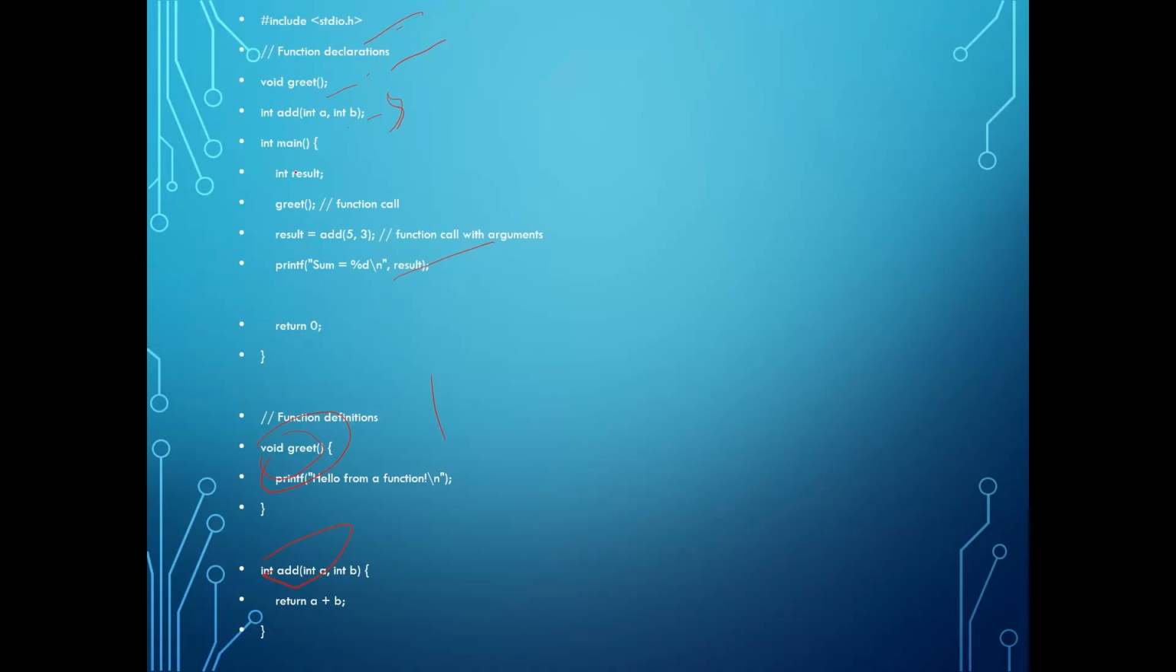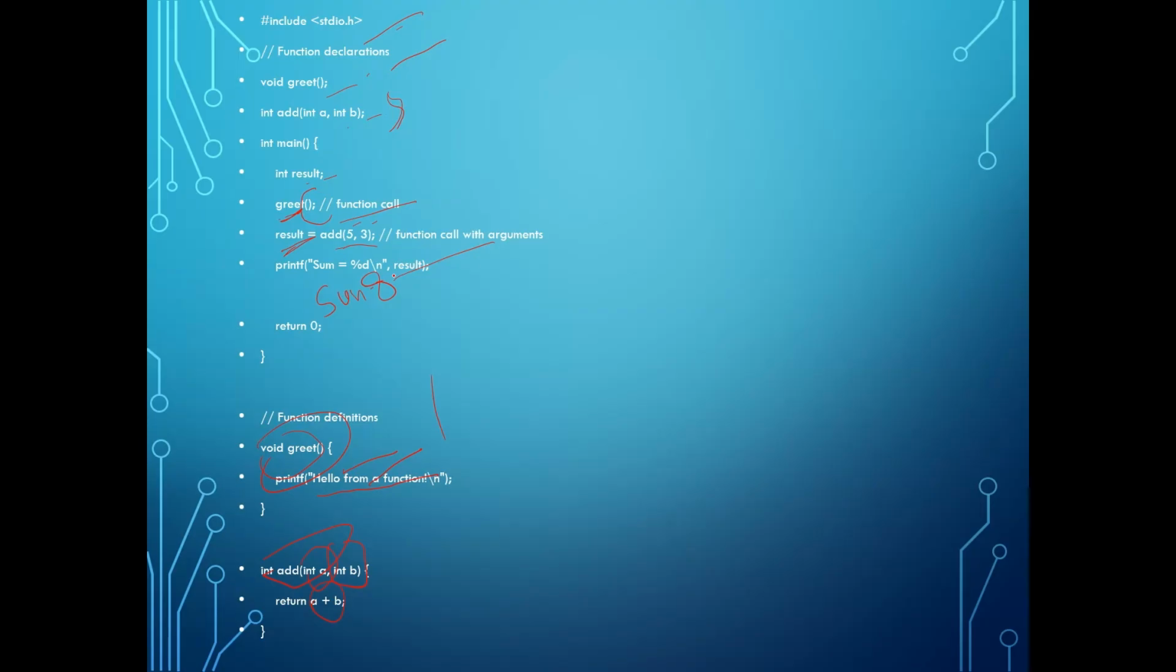So you initialize the main function. The greet function is called with greet and brackets opening and closing. Whenever the function call happens, it will come here and print hello world. This is without a return, but it will print hello from a function. Then you call the function with arguments, passing 5 and 3, two arguments as integers, int a and int b. It sums up a plus b, returns the value and stores it into result. So 5 plus 3 becomes 8, and sum is equal to 8. This is how the function works.